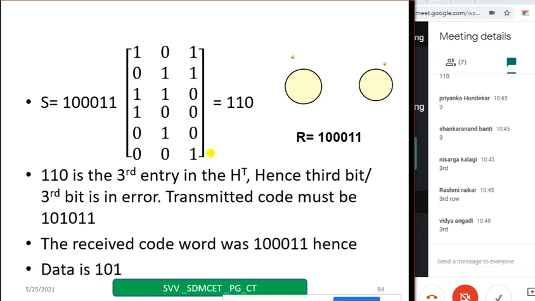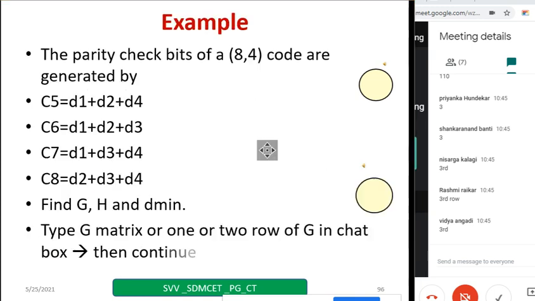Hence, what is the received bit? Data bit. It was 100, now actually it should be 101. Error means what in digital communication? 0 might have become 1 or 1 might have become 0. We can say it is an error. Now all of you note down. The received code word was 10011 and the data actually is 101.